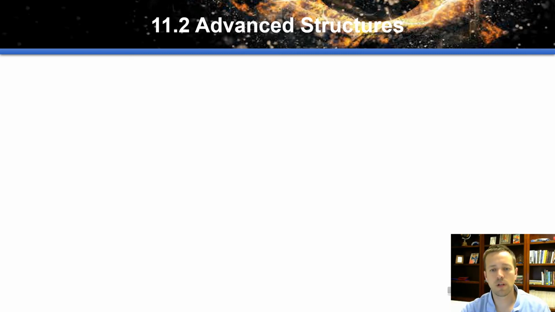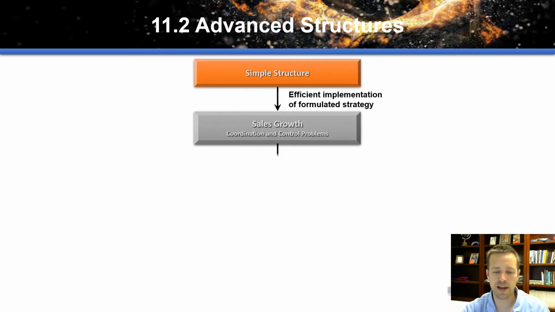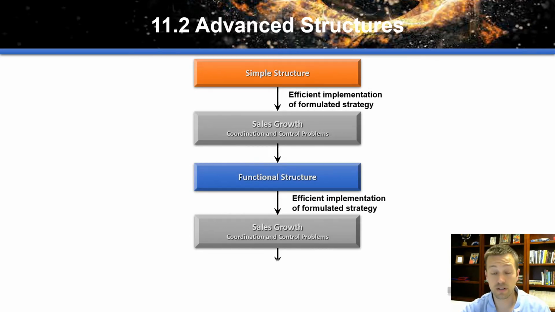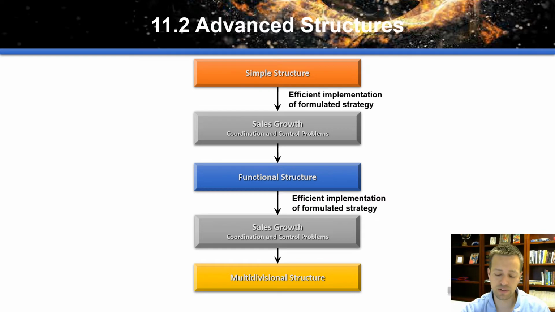Okay, so Chapter 11, Part 2. Keep in mind that in the last presentation we made note that as companies grow, as they succeed, it makes things more complicated, right? Managers, operators can't deal with everything, and so the structure has to evolve to reflect and handle that complexity.